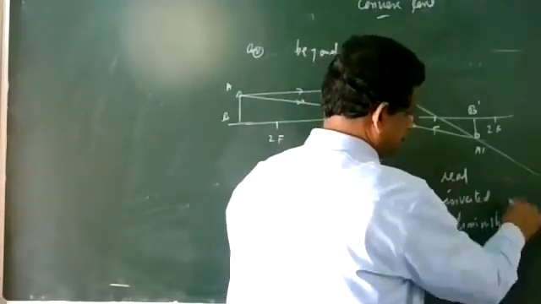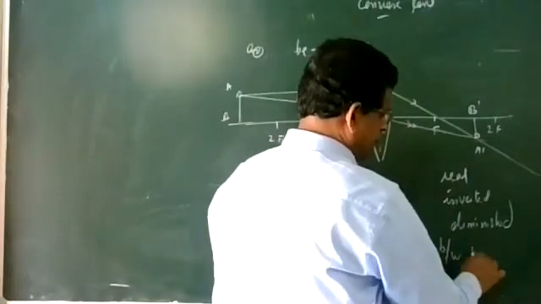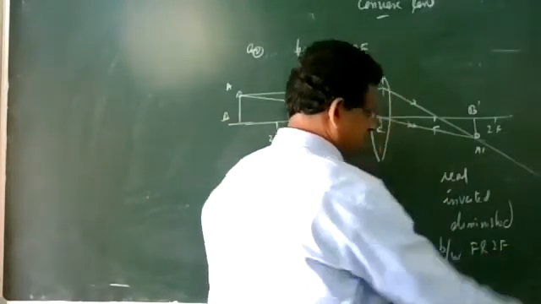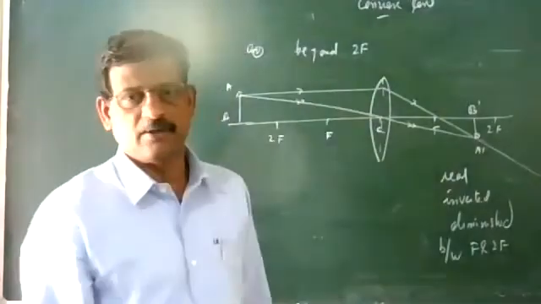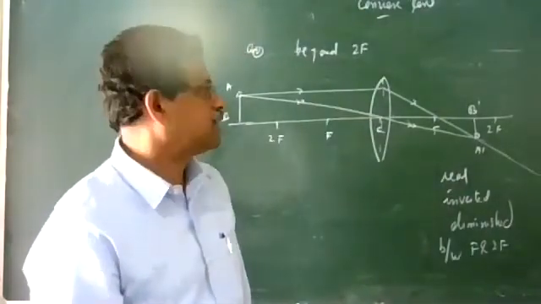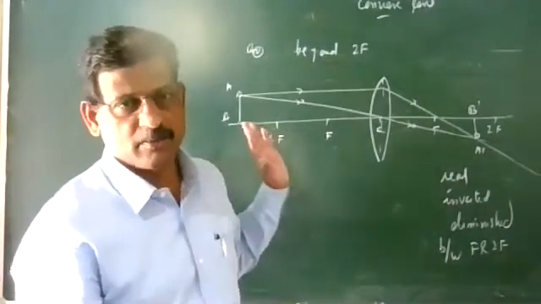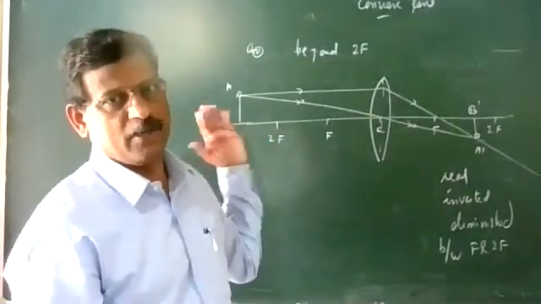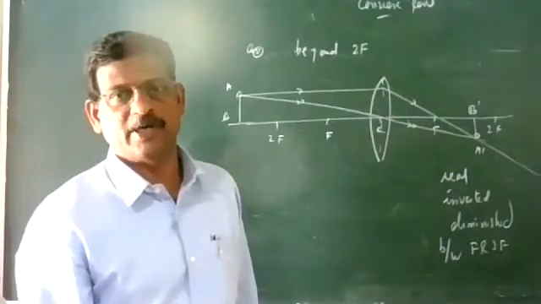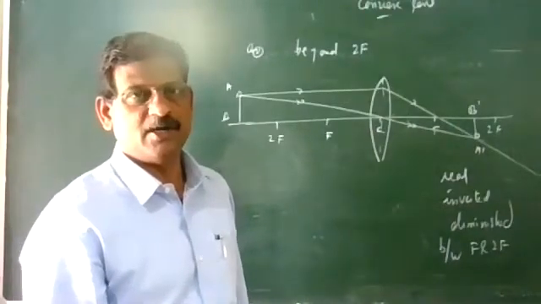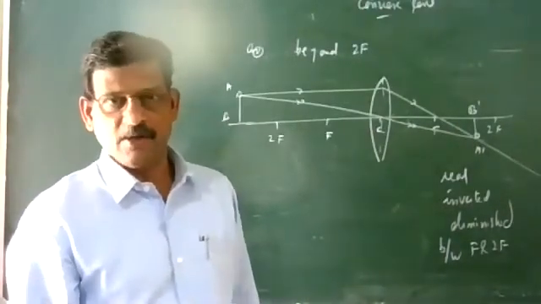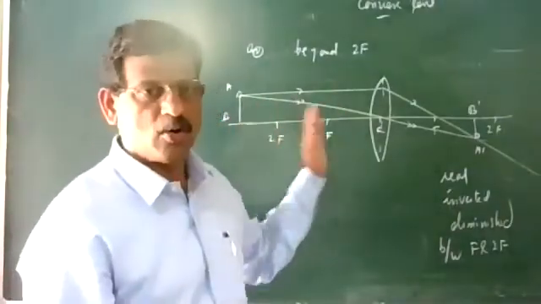Diminished image between F and 2F on the other side. Okay, between F and 2F on the other side. So this is the second case: the object is at a finite distance, but it is beyond 2F. The image is found between F and 2F on the other side. Real, inverted, diminished image.